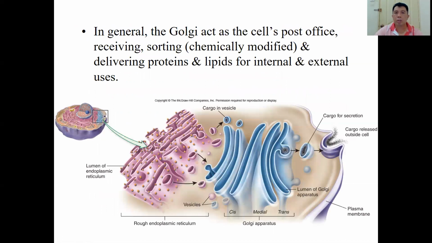So in general, the Golgi apparatus acts as the cell's post office. It's like receiving, then the sorting is chemically modified, and delivering the proteins and lipid for internal and external users.